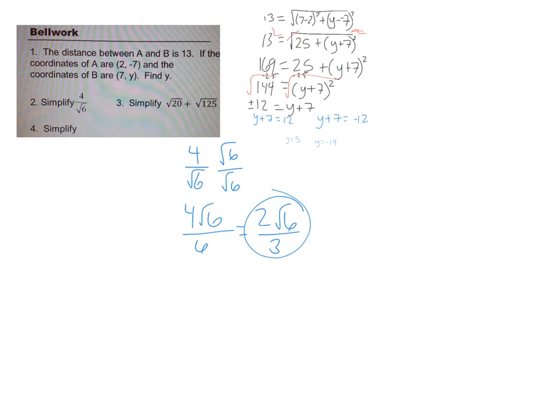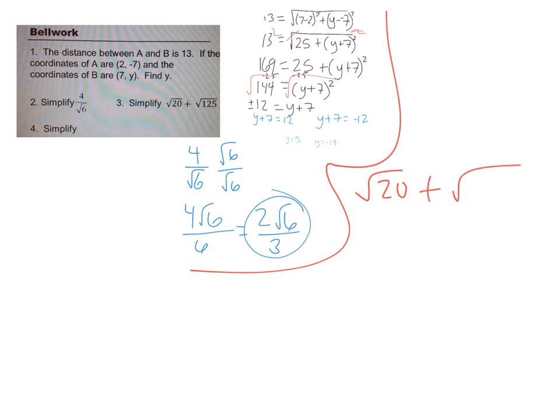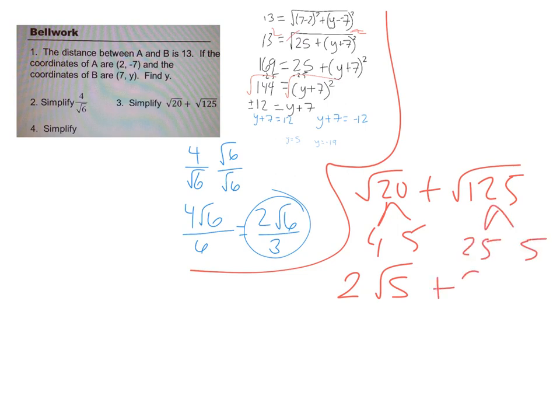We've got, and I'll make a little space, how about root 20 plus root 125. All right, so 20 breaks down to 4 and 5, so that's 2 root 5, because the square root of 4 is 2. And over here, that can break down to 25 and 5, so that's plus 5 root 5, because the square root of 25 is 5. So all this adds up to 7 root 5.